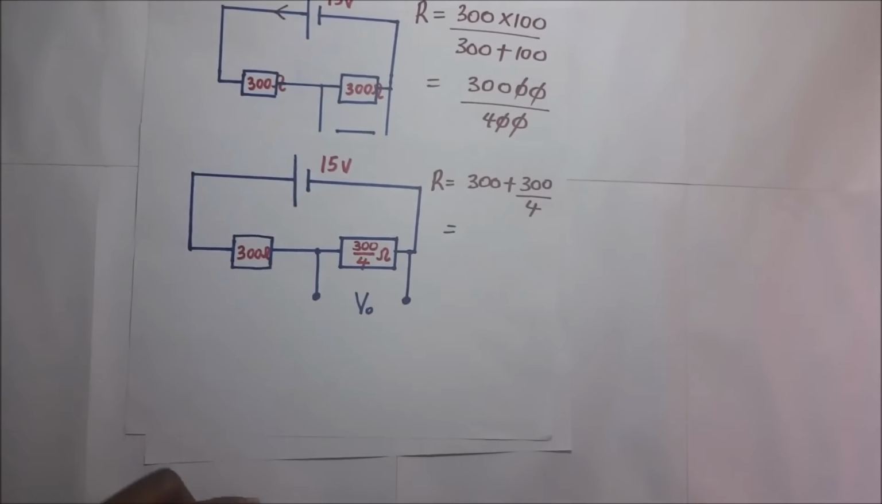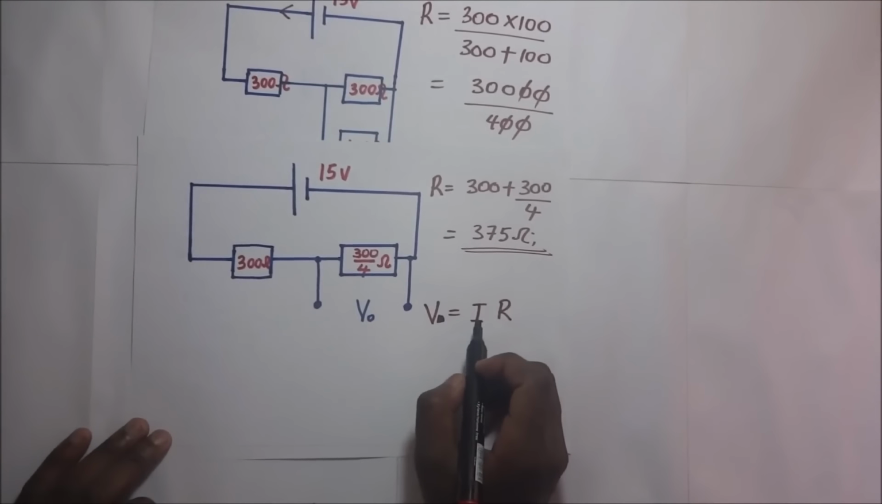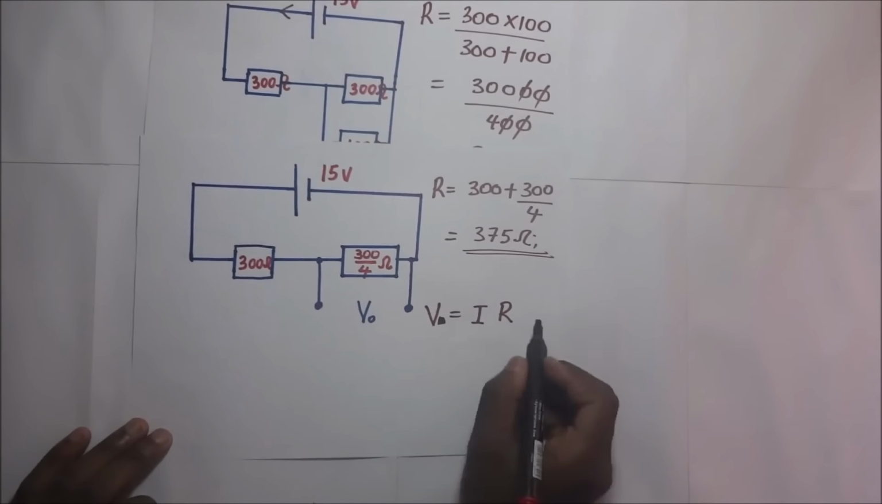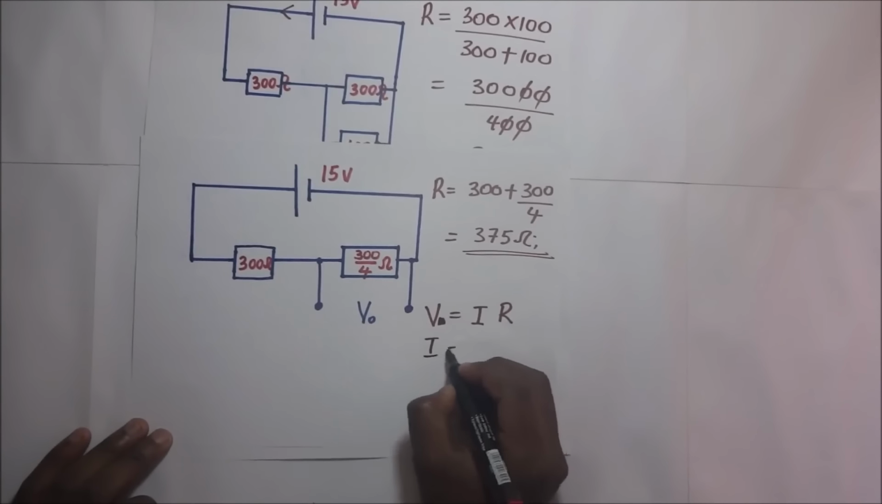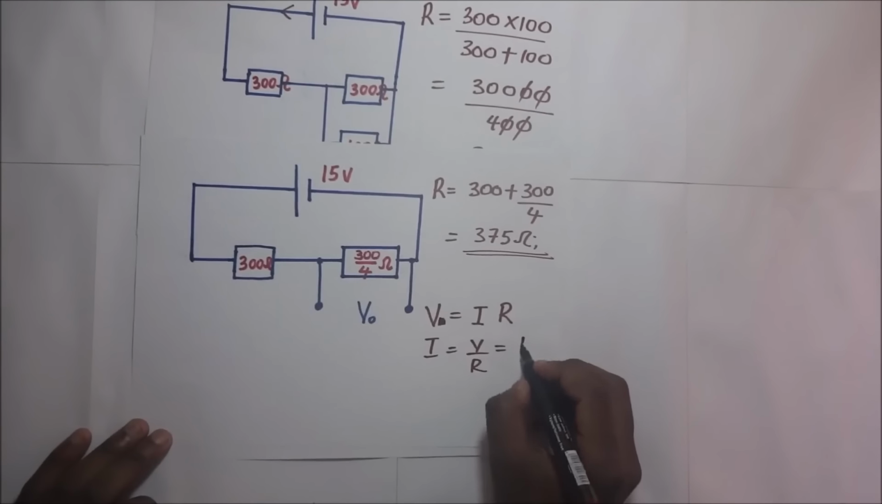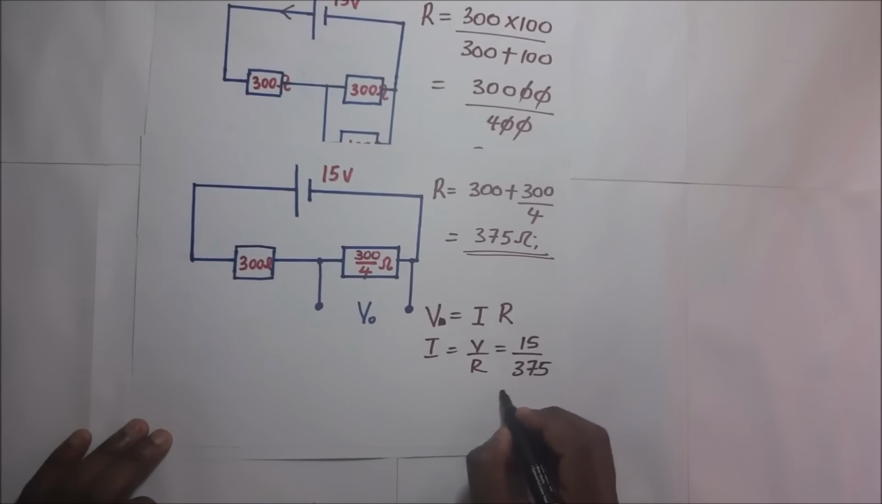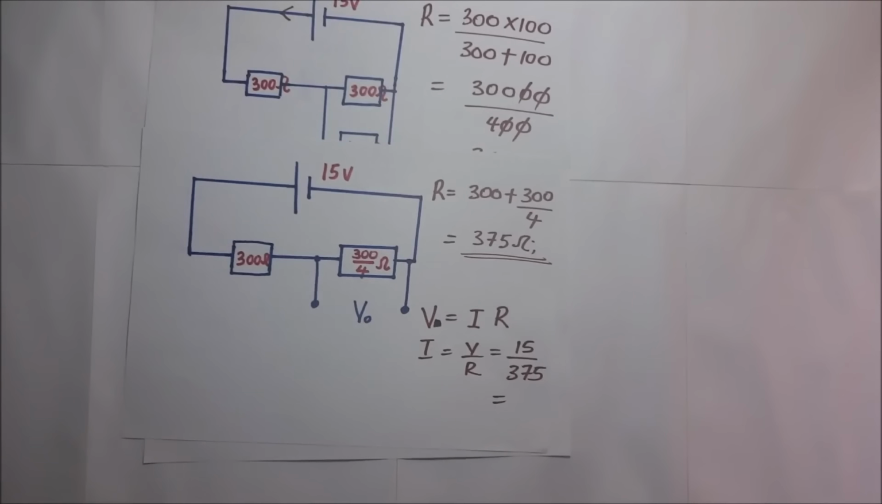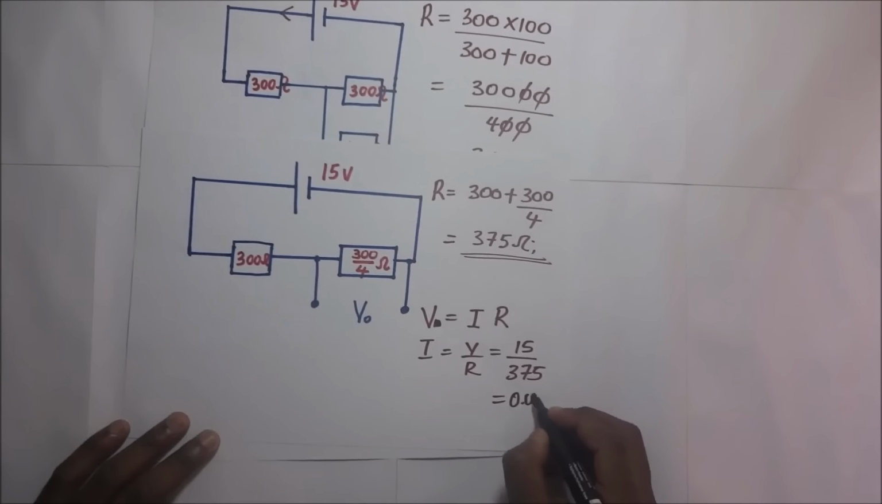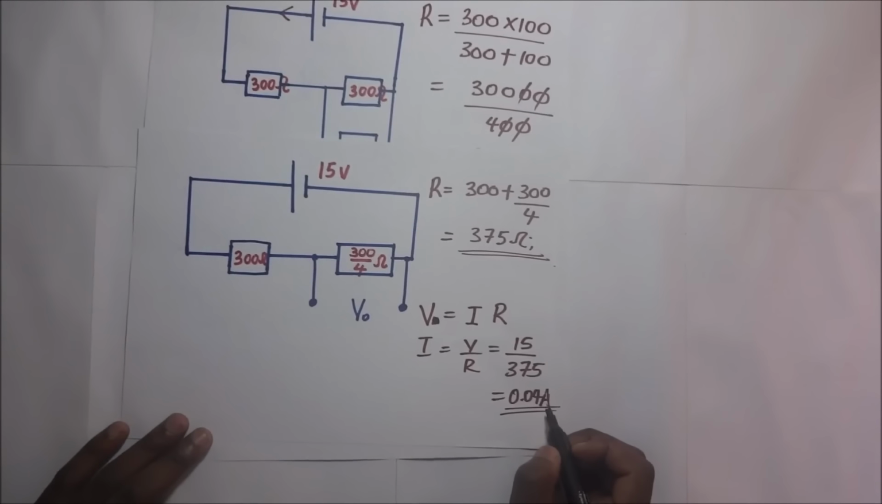Now that we have the effective resistance in the circuit, we can go ahead and find the current flowing through the circuit. From V is equal to IR, we know that I is equal to V over R. That's going to be the V, which is 15, divide that by the effective resistance, which is 375, and we shall end up with the amount of current flowing through the circuit being 0.04 amperes. So it is 0.04 amperes.